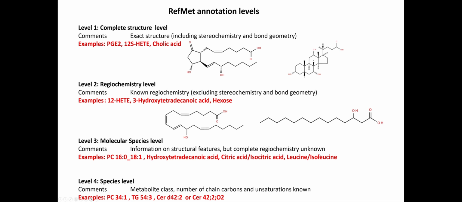Complete regiochemistry is unknown, which means you would not know the exact location of functional groups or the double bonds. Then you have species level information, which is the lowest level of information, which is just the number of metabolites, what metabolites they are, what class they belong to, etc.